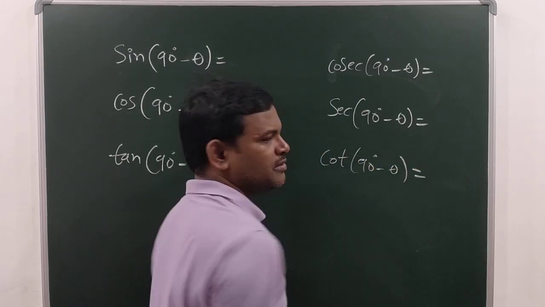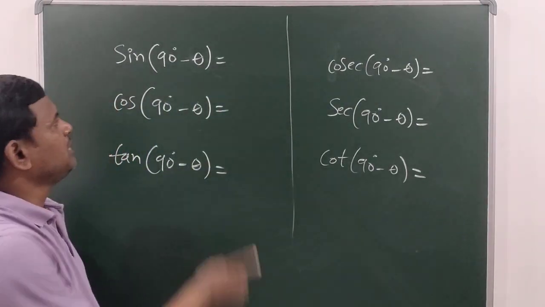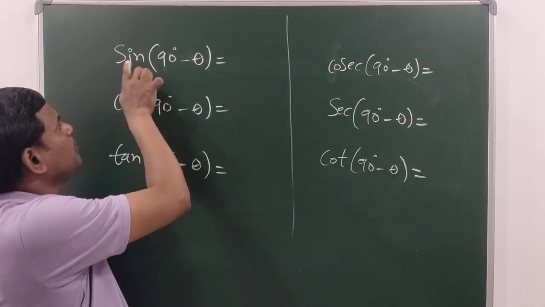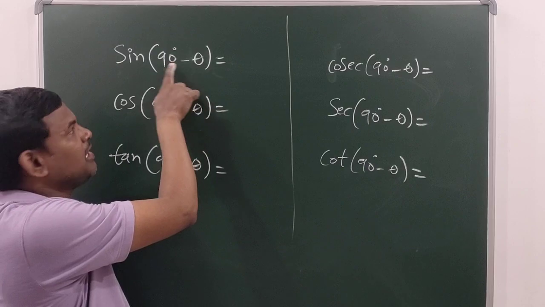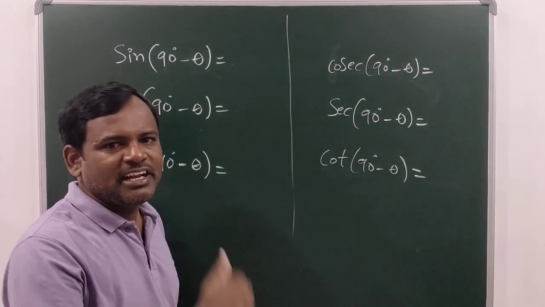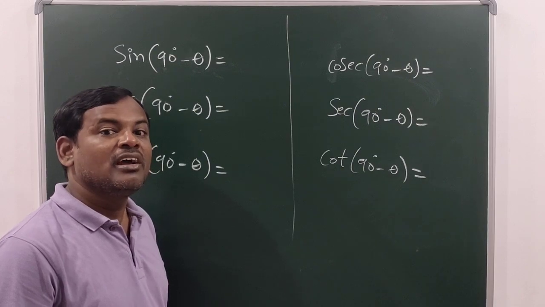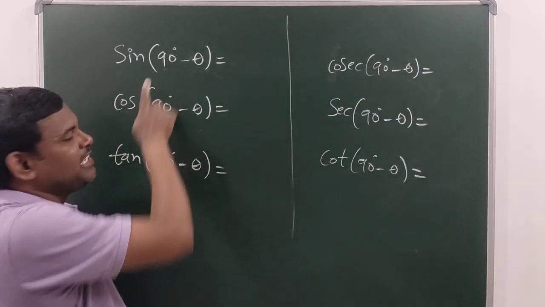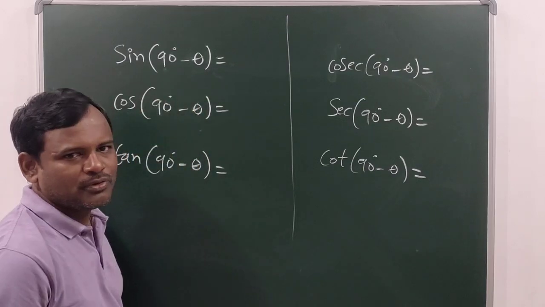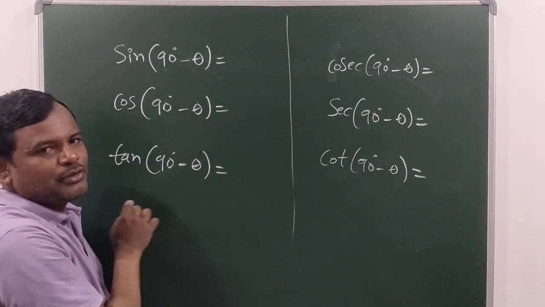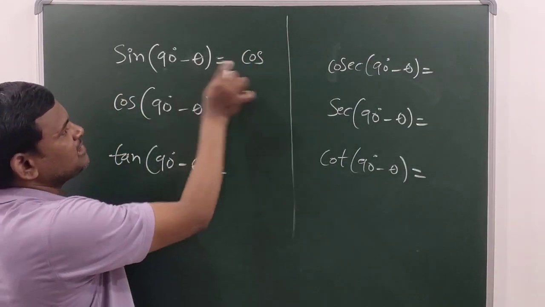How will it change? See, the answer to this question. See, 90 minus theta. Before that, sine is there. We are defining sine with respect to this angle, 90 degrees. Is 90 degrees an odd multiple of 90 or an even multiple? Odd multiple, because 90 into 1 is equal to 90, no? Hence it is an odd multiple. Hence, as I said to you, sine will transform as cos. Your angle is theta.